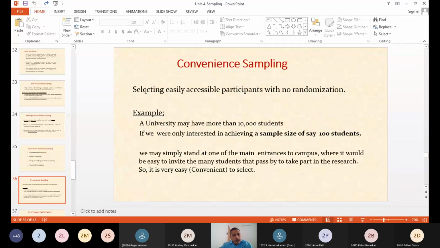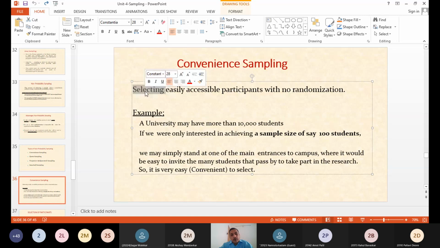So this method is probably based on selecting the easily accessible participants with no randomization. So without any random selection, we try to include those individuals or respondents who are easily accessible and convenient. Therefore, the name convenience sampling is there.